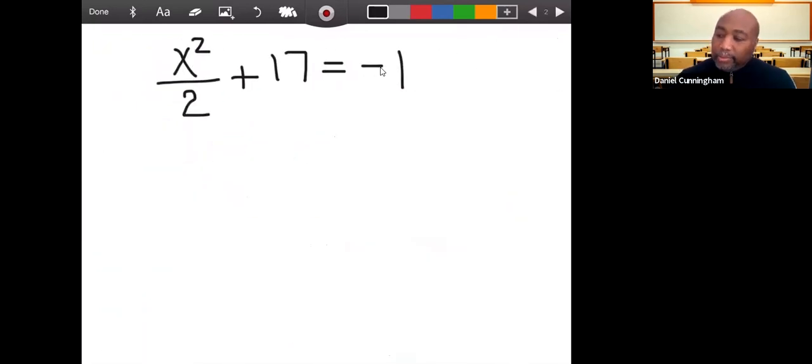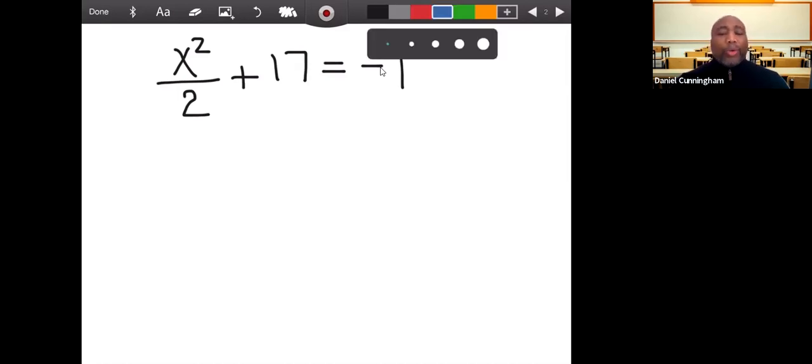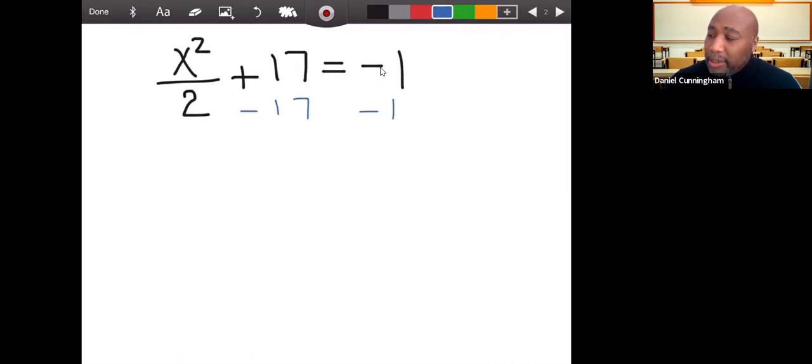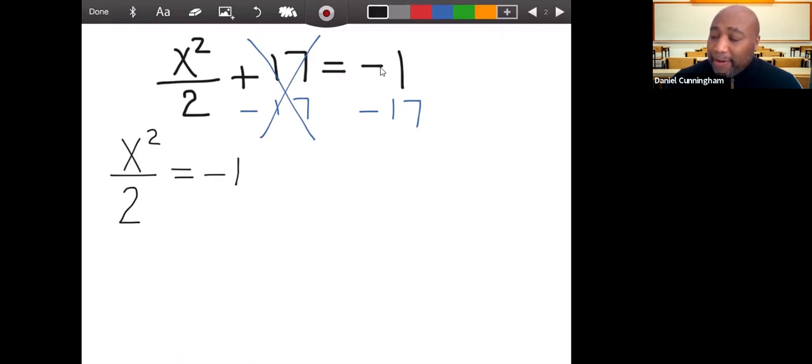Let's look at one more. This is a nice one. And see what kind of answer we get. So we got x squared divided by 2 plus 17 equal to negative 1. So how do we get the x by itself? Well, in this case, again, we've got to get rid of that 2 and that 17 on that side of the equal sign. And the one we're going to do first is going to be the 17. So subtract 17 from both sides. That cancels. This gives me x squared divided by 2 is equal to, when I add this, I believe negative 18.